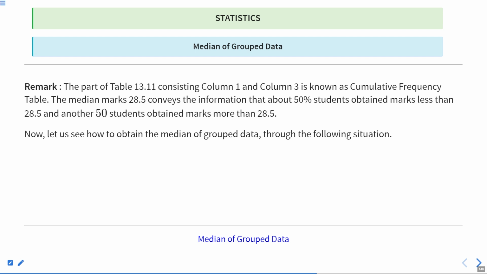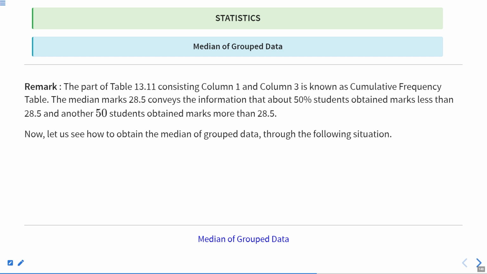The part of Table 13.11 consisting of column 1 and column 3 is known as the cumulative frequency table. And the median marks 28.5 convey the information that about 50% of students obtained marks less than 28.5, and another 50 students obtained marks more than 28.5.